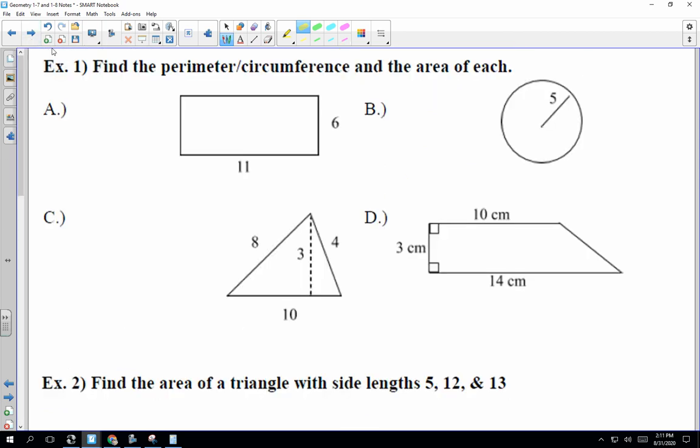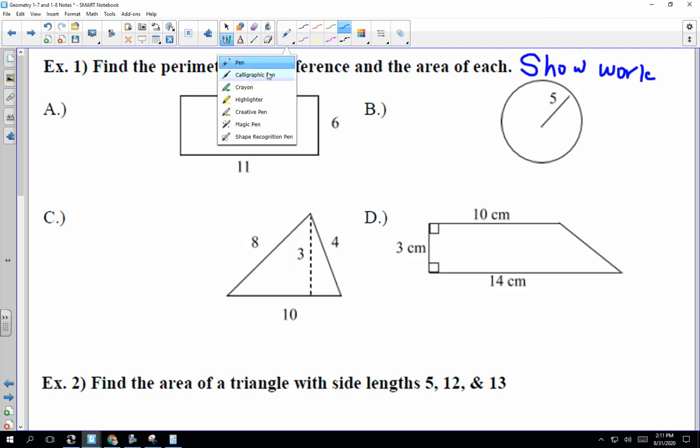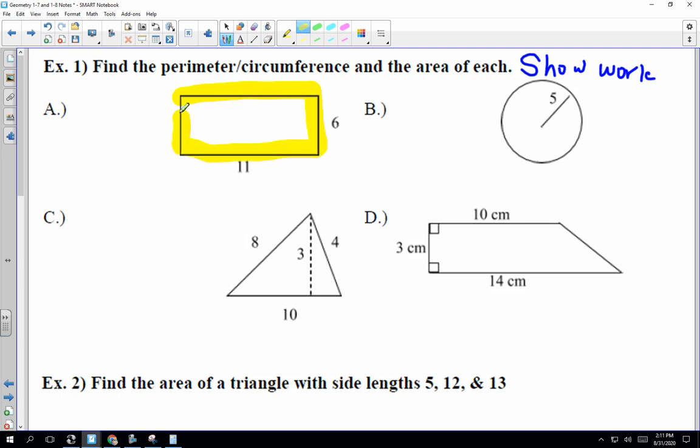We're going to find the perimeter, the circumference, and the area for each of these items. This is very work intensive, so the rule stands that you have to show your work. I'm going to write it down. I would like you guys to draw the picture. Put the dimensions on each one. So this is A. Make sure you're drawing the pictures.